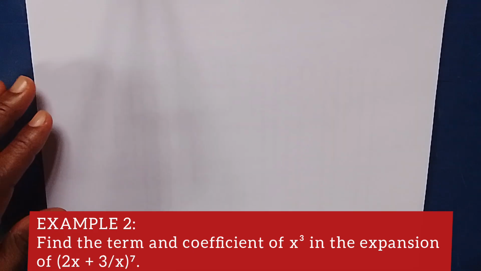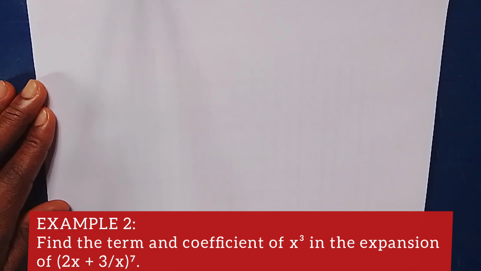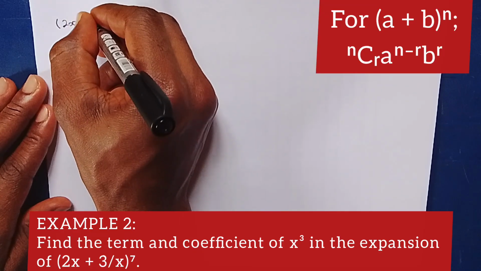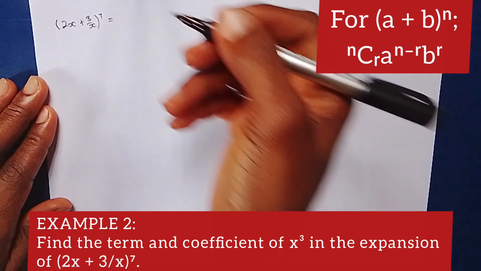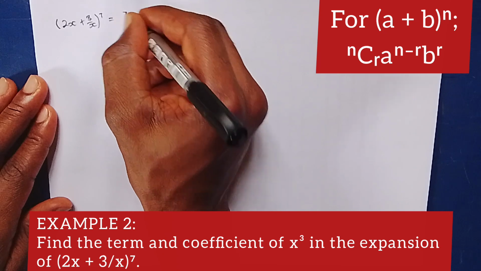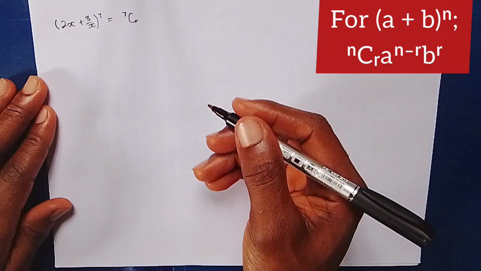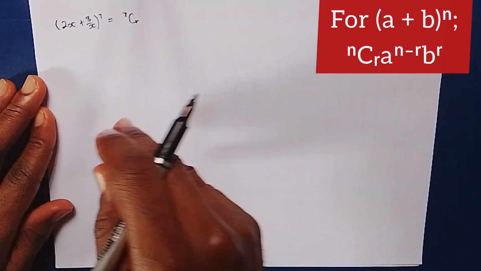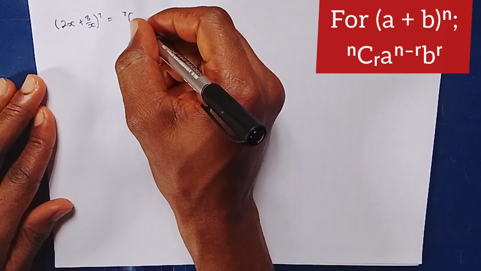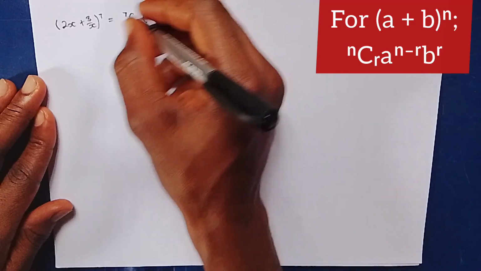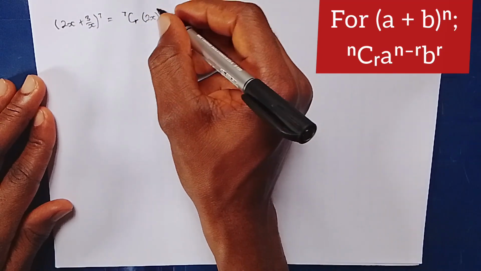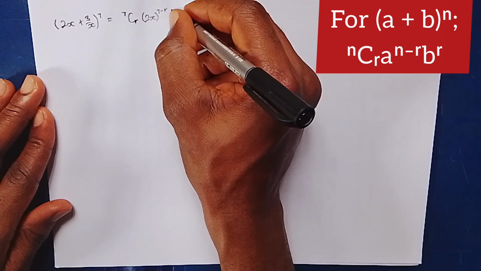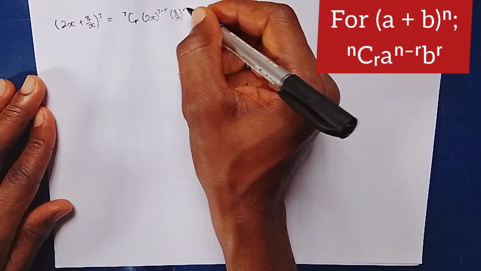Now let's get into it. The general term for the expansion of (2x + 3/x)^7, using the general term formula, is equal to 7Cr. At this point, we don't know what our r is. It's from knowing our r that we will know the position of the term. Remember, the position is equal to r plus 1. In this case, our a is 2x raised to the power of 7 minus r, that is n minus r. And in this case, our b is 3/x raised to the power of r.